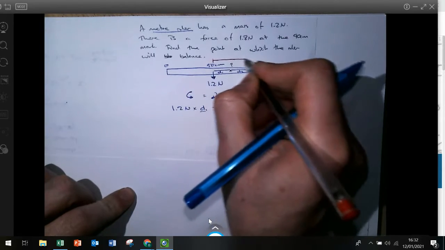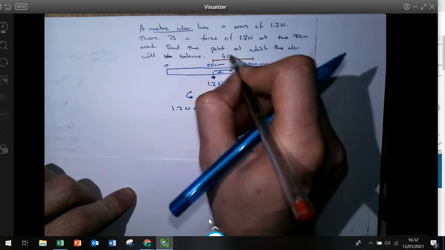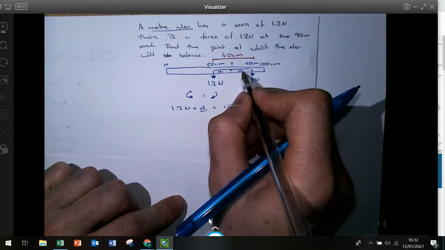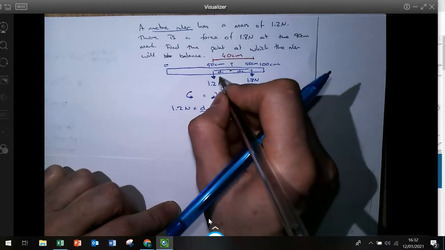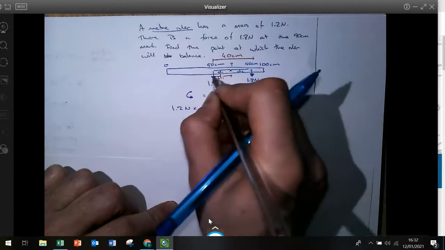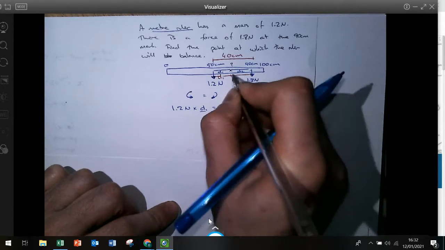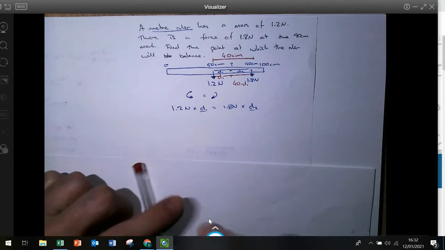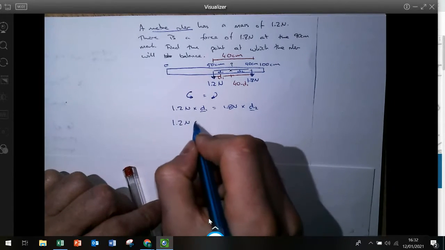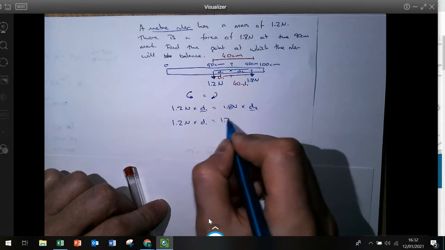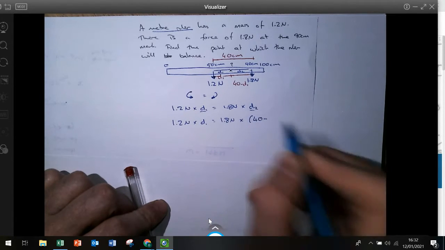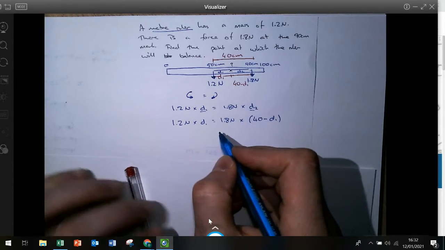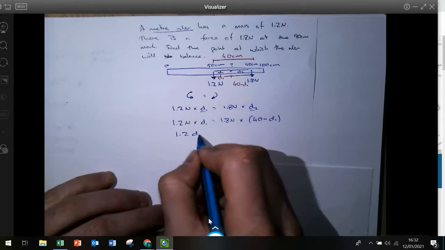We know that the distance between the 2 points is 90 minus 50, which is 40 centimeters. So we can write D1 in terms of D2 or the other way around. So I'm going to call this D1, and I'm going to say that this distance here is going to be 40 centimeters minus D1. So I'm going to say 1.2 newtons times distance 1 is 1.8 newtons times 40 minus D1. Now I've got one equation and one unknown. So we can start to solve this equation.